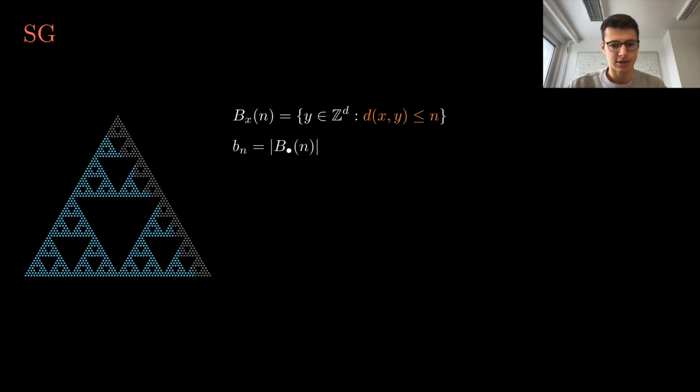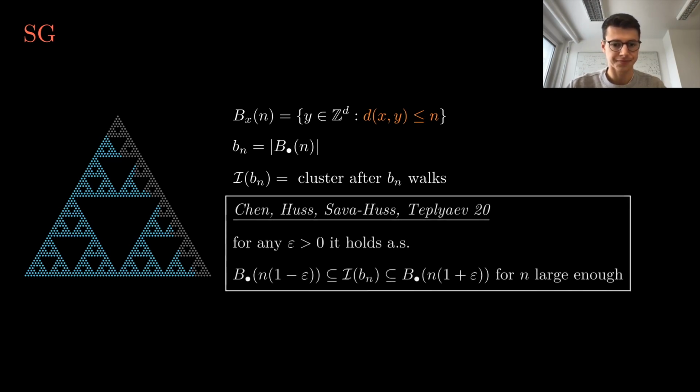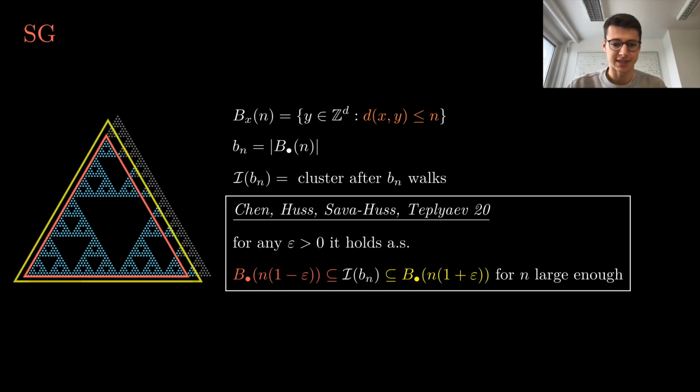Again, b_n is now the volume of the ball of radius n around the origin, and the ideal cluster is again denoted by script I. In a 2020 paper, Shellef, Huss, Sava-Huss, and Teplyaev showed that this basic shape of the cluster is indeed a ball in this metric. In red and yellow, you can see how the inner and outer boundary balls look in this case.